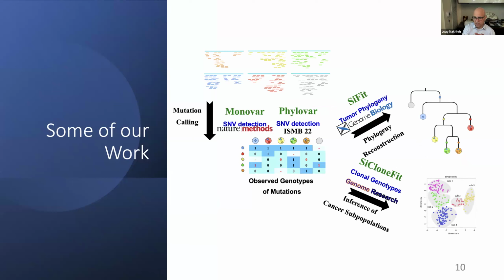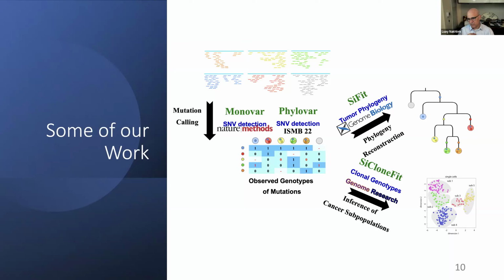So we started with Monovar. Monovar is a method for single nucleotide variant calling, and I believe it was the first method developed specifically for single cell data. And then 2 years ago, we did Phylovar, which scales this up to the genome, to very, very large data sets with millions of single nucleotide variants. We have SciFit, which we published in Genome Biology. This is a method for building cellular trees from single cell data under what we call a finite sites model. So we allow recurrent mutations and so on.